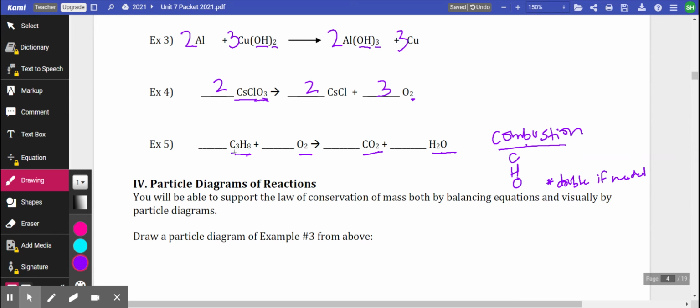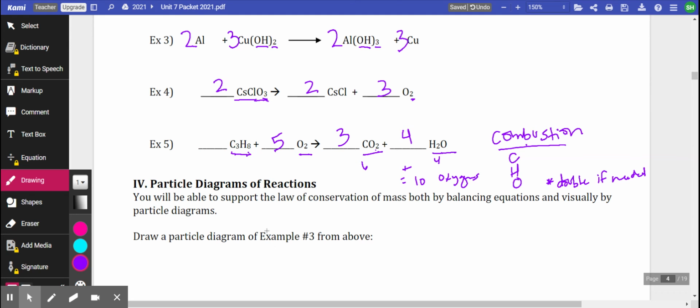I'm going to start with carbon. There are 3 carbons on the left side. So I'm going to put 3 here in front of CO2. There are 8 hydrogens on the left side, so I'll put a 4 here in front of water. Now add up all of your oxygens. So 3 times 2 is 6. And then there's another 4 times 1 is 4. So I have a total of 10 oxygens on the right side, which means I need to put a 5 in front of O2 here. Okay. So you're going to do CHO and then double if needed, right?